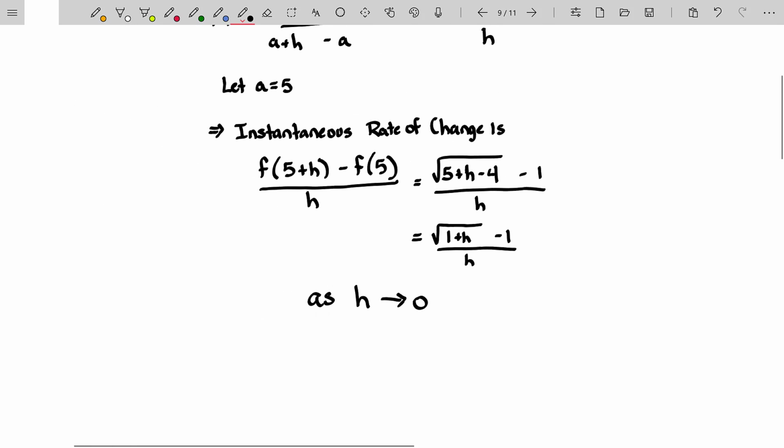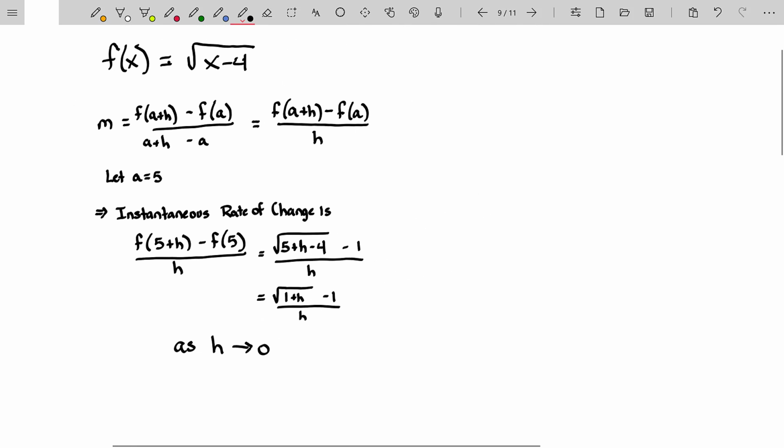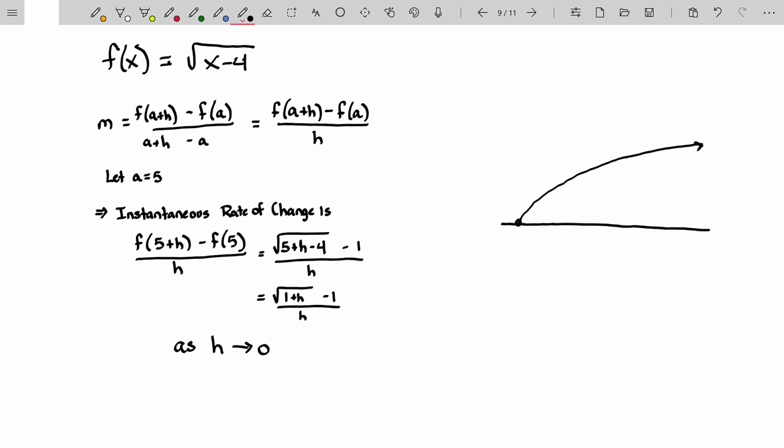In other words, we have 2 points on a curve. Let's just pretend our curve looks like this, because it actually does. So this is what our curve looks like. This is x equals 4 right there. And what we want to do is approximate the slope of our tangent line at x equals 5. That's really what the instantaneous rate of change is: the slope of the tangent line at 5.